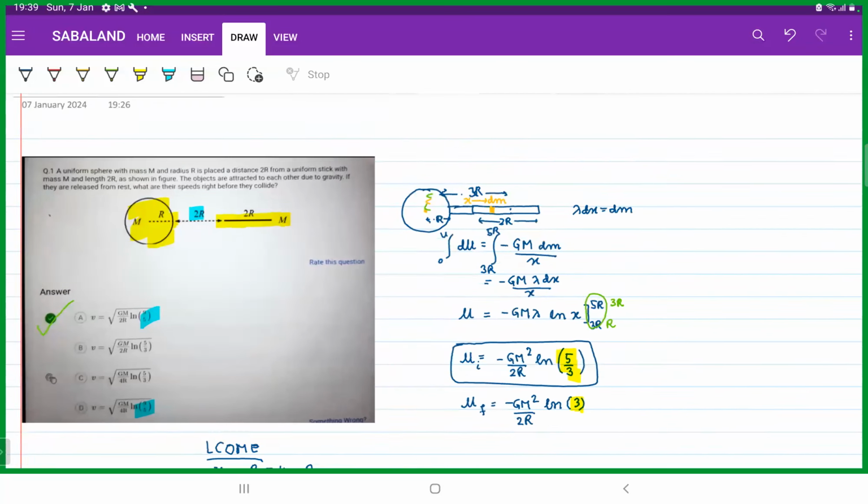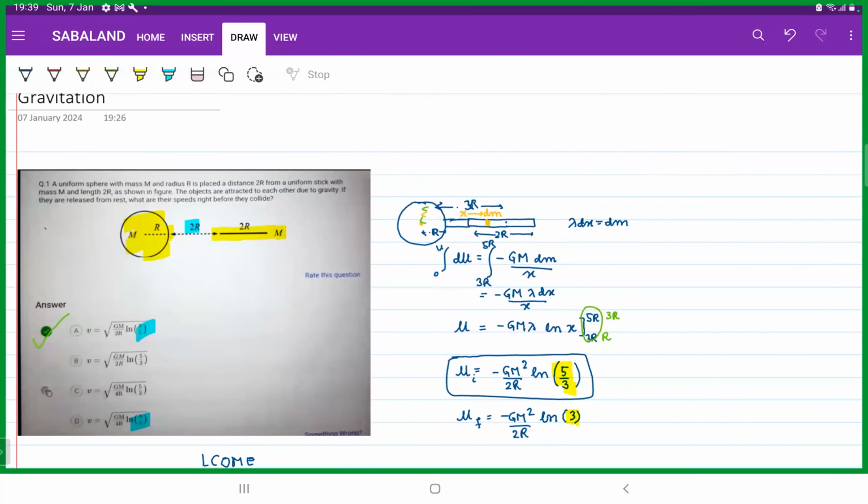So this is how you solve these questions. Don't panic when you see these continuous bodies. Be calm, do your integration properly. Don't mess up in the integration, and things should be all right. Okay, thank you.